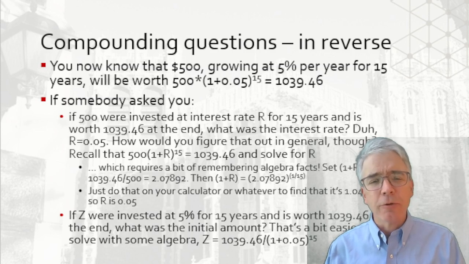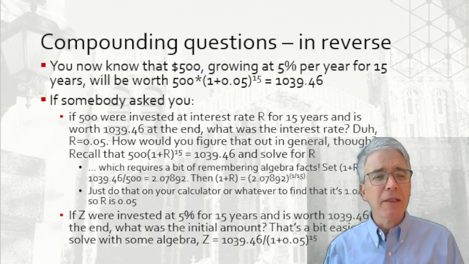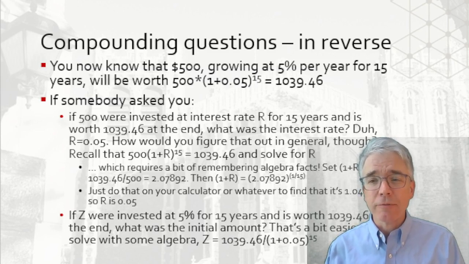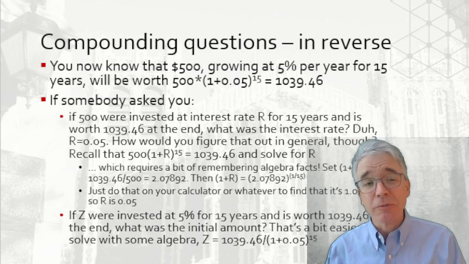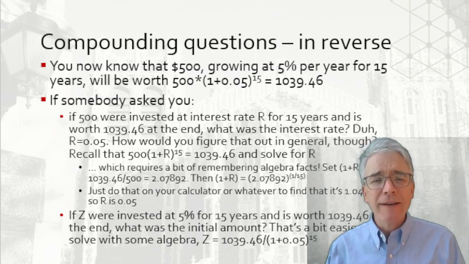Now, if somebody asked you, okay, if 500 were invested at an interest rate of R for 15 years, and that's worth 1,039.46 at the end, what's the interest rate? You can figure that out. I mean, you just did it. The answer is obviously 5%. But if we hadn't just done the calculation, if we faced some general problem, how would I find the answer?